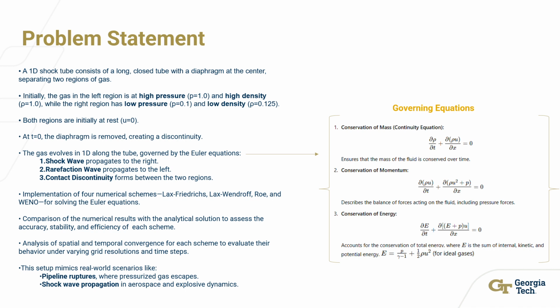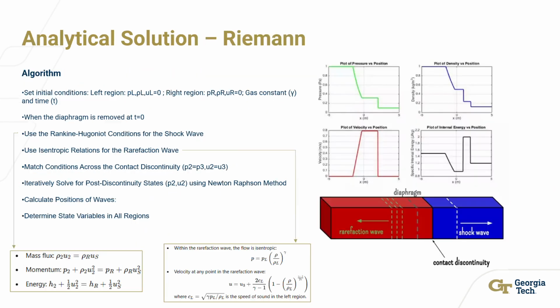To evaluate the performance of these schemes, I compared the numerical results with the analytical solution and carried out the spatial and temporal convergence analysis. The analytical solution is derived using the Riemann problem. The algorithm is given here. The plot shows how the shock tube evolves. The pressure decreases sharply across the shock front, density drops in the rarefaction wave, velocity rises sharply at the contact discontinuity, and the specific internal energy highlights the region of compression and expansion.